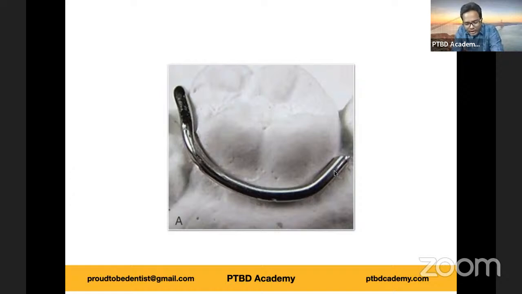It's made of 0.9 mm diameter stainless steel wire. The clasp uses one proximal undercut, as you can see here, and also it engages the undercut which is on the buccal side, right? So the clasp uses one proximal undercut and a buccocervical undercut, as you can see in this particular illustration.